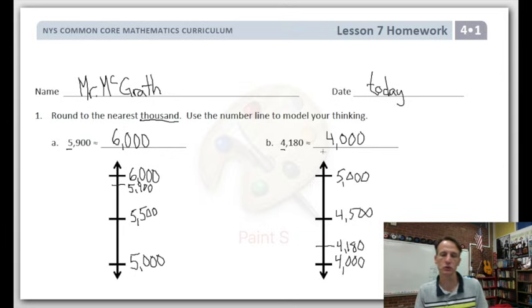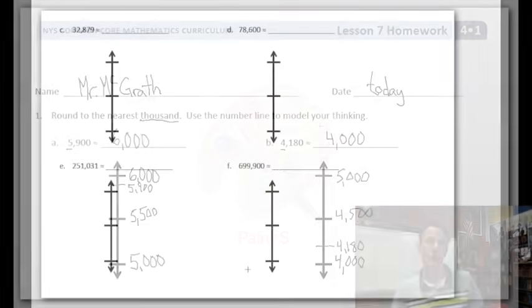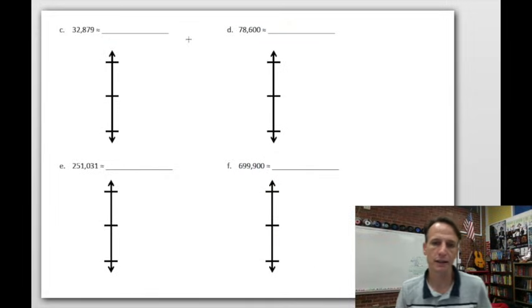You see we have to do C through F. We'll do all that next and watch how quickly it goes. All right, so now you'll see how it works a little differently in items C through F. We're still rounding to the nearest thousand, so you still look in the thousands place. And you see we have how many thousands?